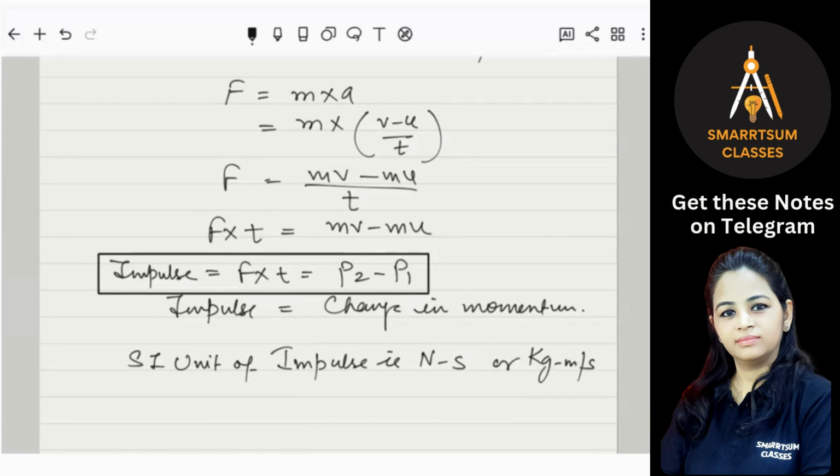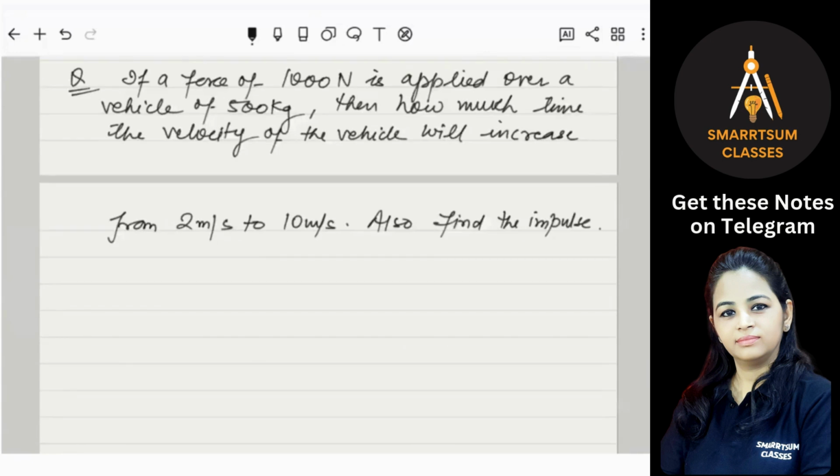Now let's see a question. Please note it down quickly. In this question, if a force of 1000 Newton is applied over a vehicle of 500 kg, right? Then how much time will it take for the velocity of the vehicle to increase from 2 meter per second to 10 meter per second, and also find the impulse, right? So these are the values which are given to you, right? So very first in the question, write down what physical quantities are given to you. Okay?